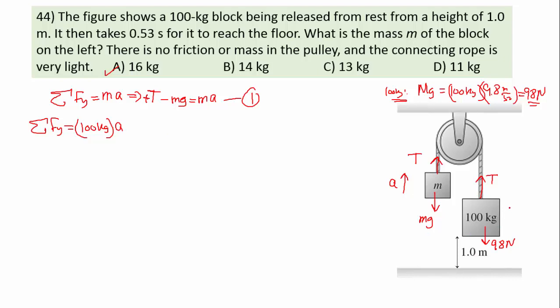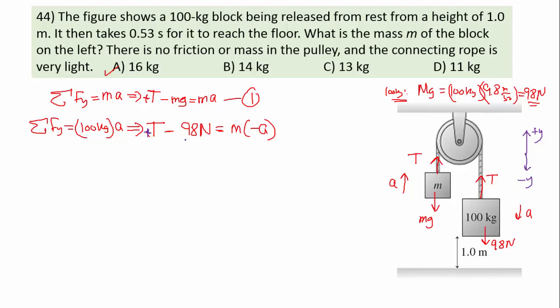And now here a is downward. This one is falling. This mass is moving up, so the 100 kilogram is moving down. And the forces in the y direction on the 100 kilogram are the tension in the positive y minus 98 Newton, equal to the mass times the acceleration, and here the acceleration is negative. Again, taking positive y to be upward, negative y will be downward.